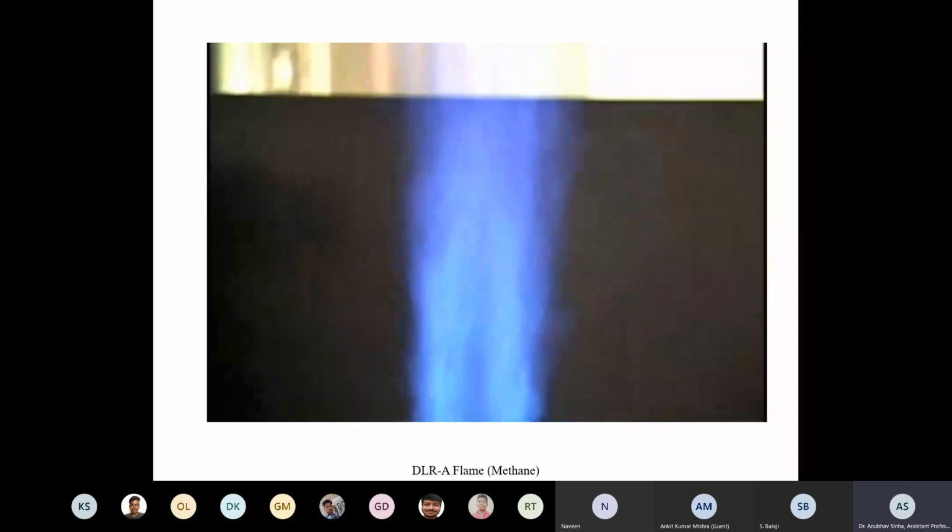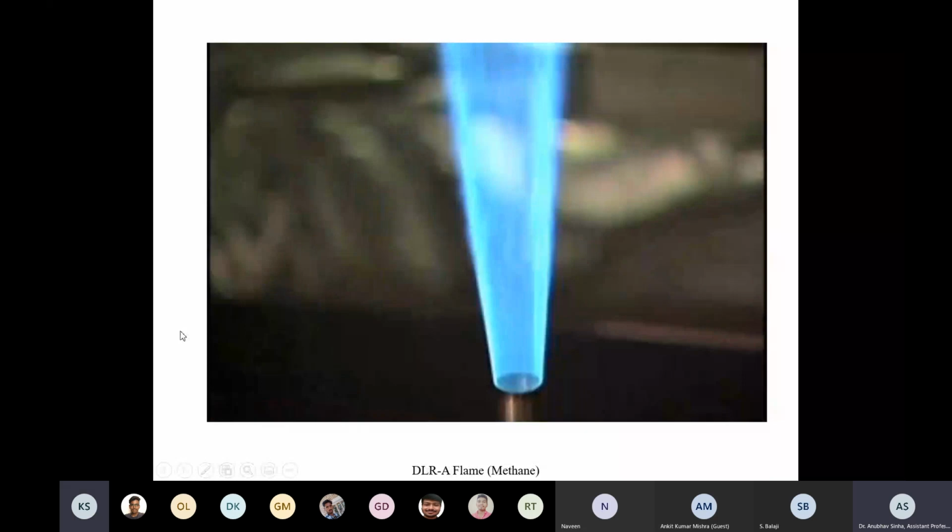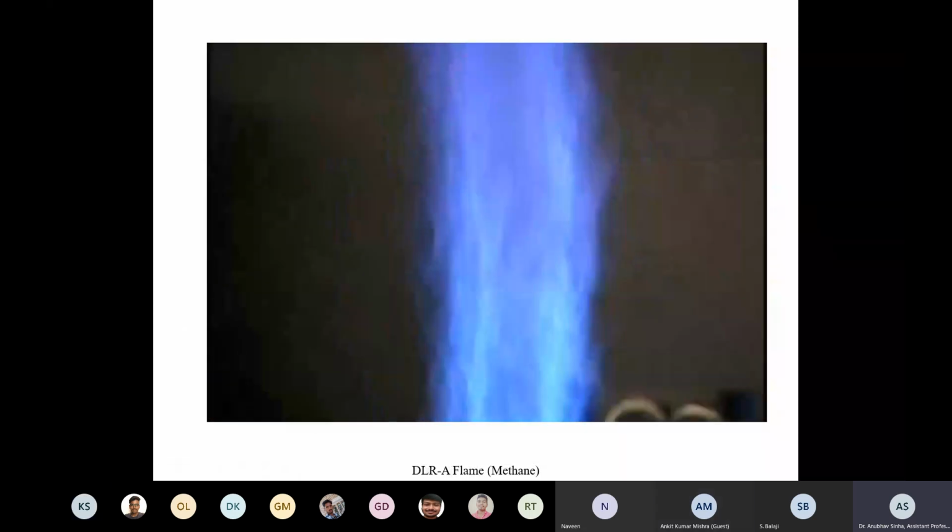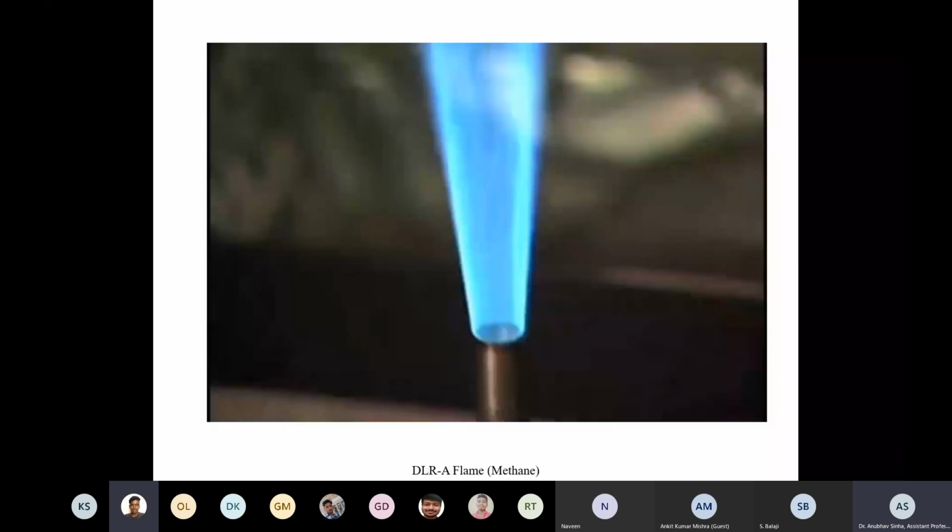You can guess. If you don't know, you can at least try what it looks like. Premixed flame or diffusion flame? Premix, sir. Anyone for diffusion flame?